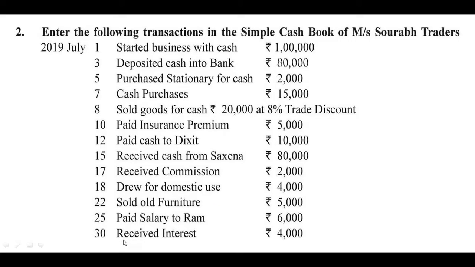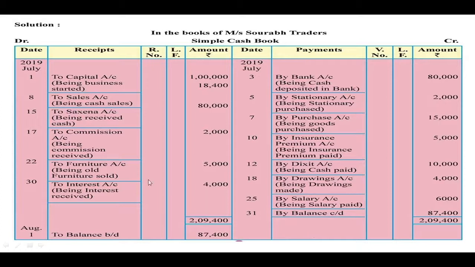Then the last transaction, received interest rupees 4,000. When interest is received, cash comes in the business, so it will be recorded on the debit side of the cash book. So 30th July to interest account 4,000 being interest received.